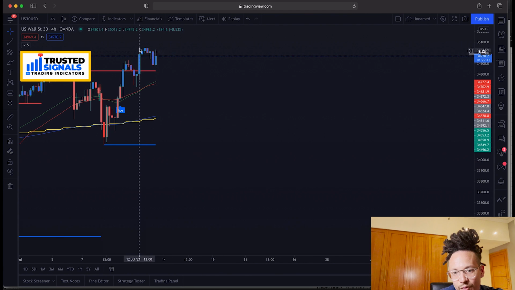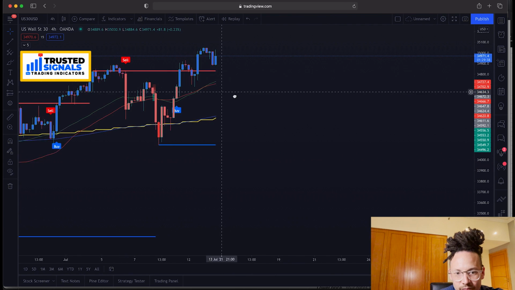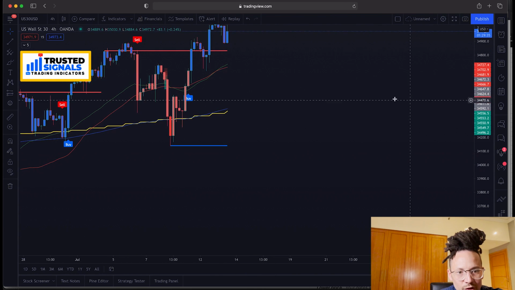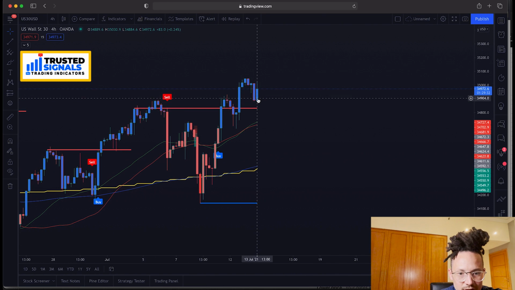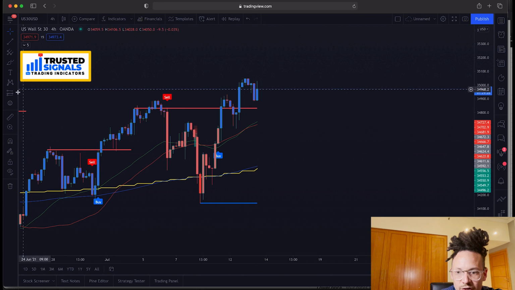So we have a break and retest. This point here, at the retest, even though it didn't quite touch the retest, it came extremely close. That would have been your entry.